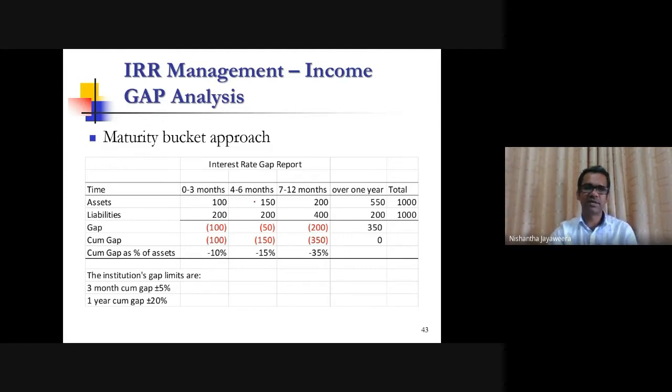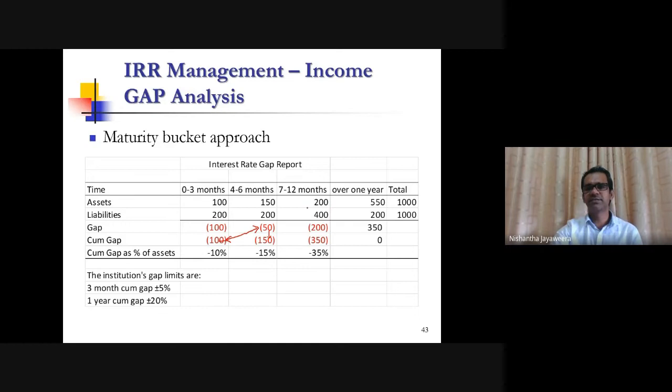In the second bucket, 150 assets and 200 liabilities, the gap is only negative 50, more liabilities. But the cumulative gap in the first bucket is the same as the gap in the bucket, while in the second bucket it's the previous bucket gap plus the gap in the current bucket. So you add these two together and you get this 150.